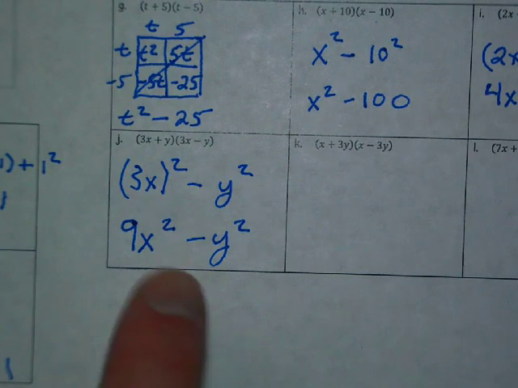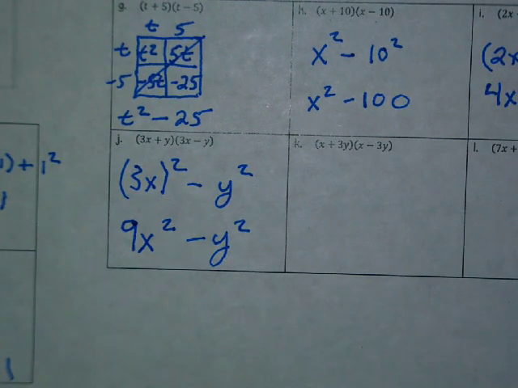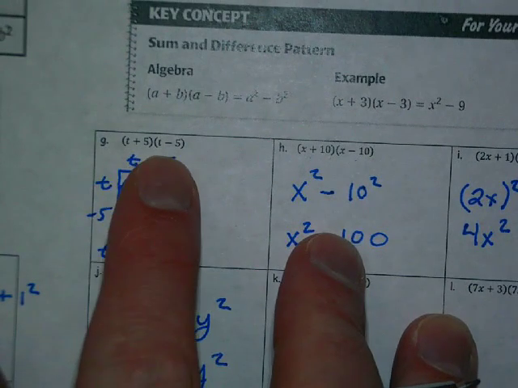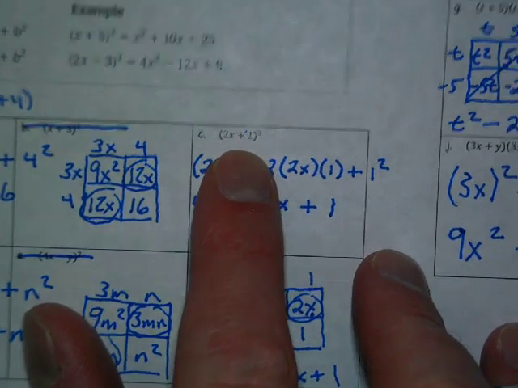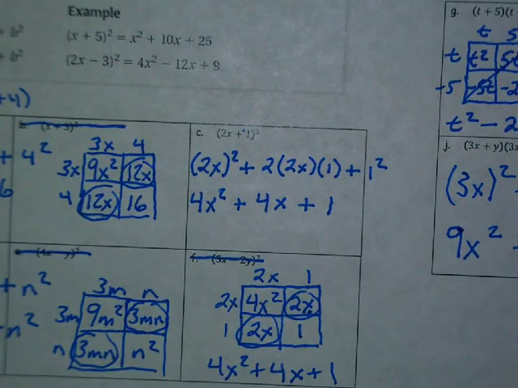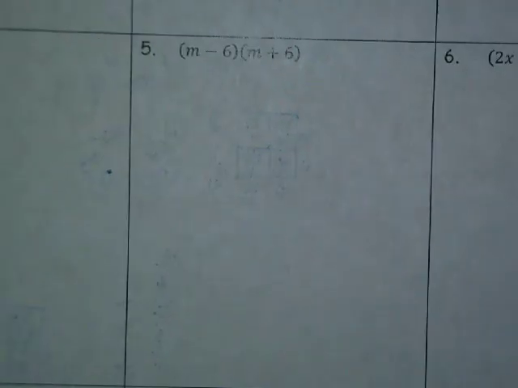Okay, so a big part of it is being able to recognize which type is which. This one, where you can square the first minus square the second term, is when you have two sets of parentheses, one's a plus, one's a minus. This other one was when you only had one set of parentheses squared. That's where you could do the box and put the same thing on the top and the side.